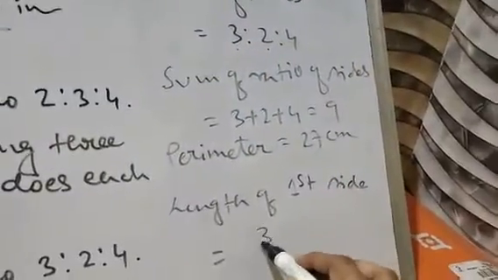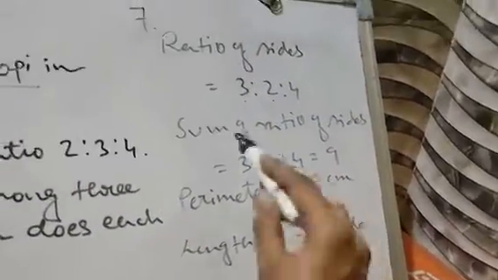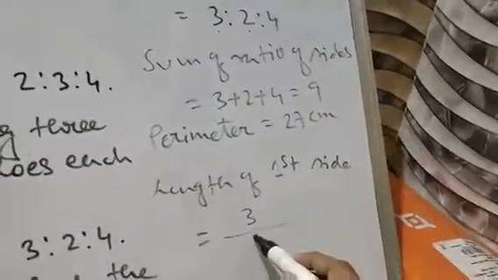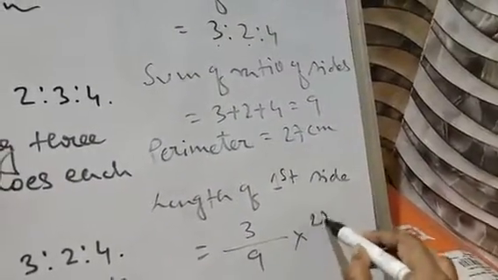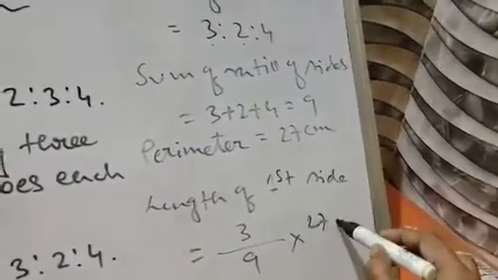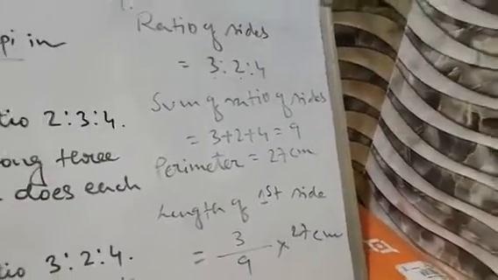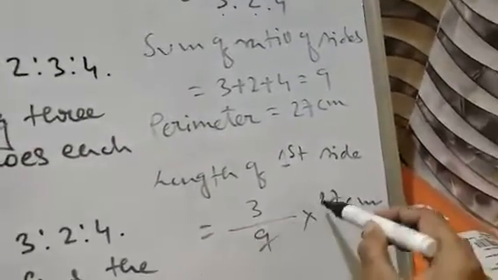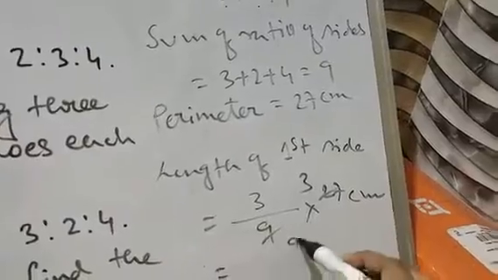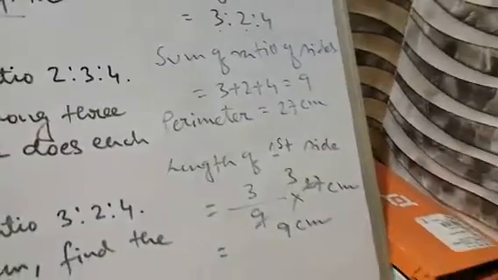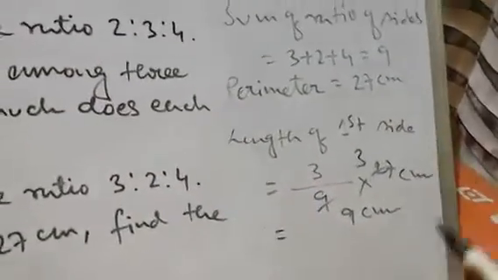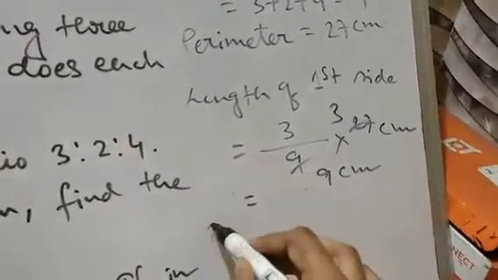So 3 will be your numerator divided by the sum of the ratio, which is 9, into 27, because perimeter is given 27. It will be in centimeter because the unit is given in centimeter. 9 3s are 27. So 3 3s are 9. Therefore length of first side comes out to be 9 centimeter. In the same way we will have the second side and third side also.